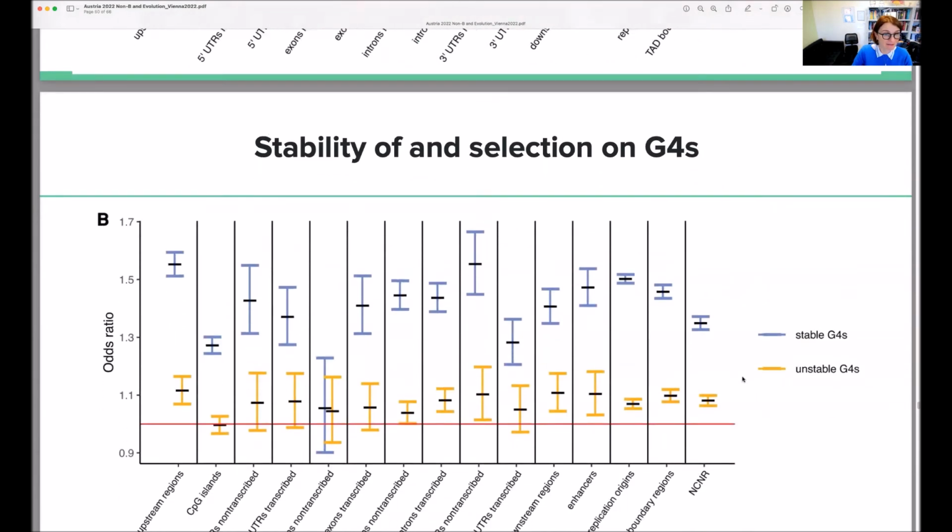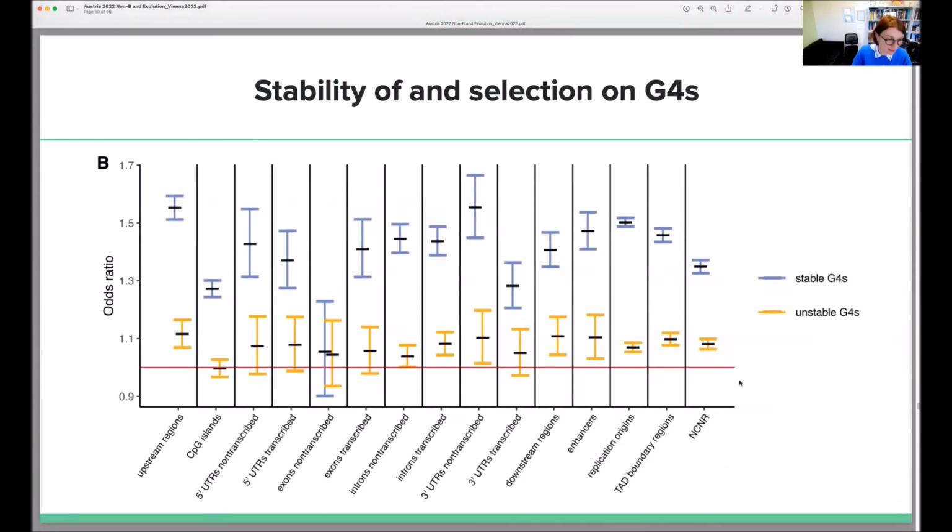And when we divide G quadruplexes into stable versus unstable, so the unstable here are in yellow and stable are in blue, we mostly are observing selection at stable G quadruplexes, okay? However, selection doesn't seem to manifest for the stable G quadruplexes at non-transcribed strands of exons. An interesting result, and that's something that we are still trying to investigate, is that even in the non-coding, non-repetitive regions, we see some signature of selection at G quadruplexes.